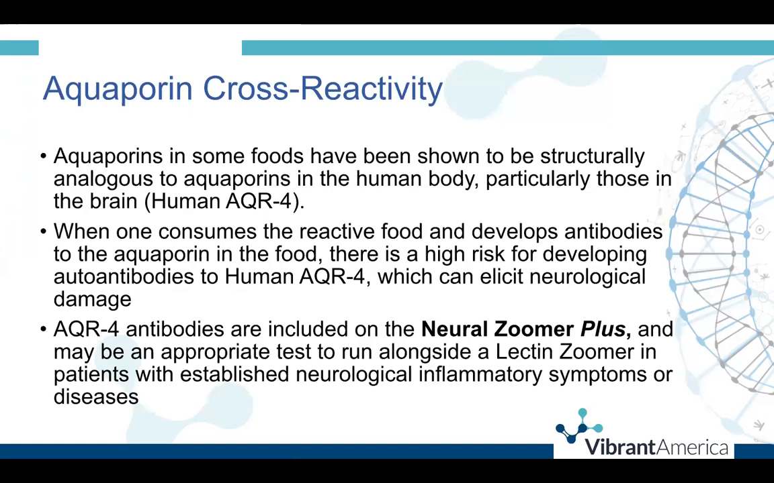Aquaporin 4 antibodies are measured on the Neural Zoomer Plus, so that may be a very appropriate test to run alongside a wheat zoomer in patients with established neurological inflammatory symptoms or diseases. So if you've got a patient coming in that's already presenting with those symptoms, maybe balance problems or memory problems, and you suspect any number of different neurological conditions or inflammation, running a Neural Zoomer Plus with a lectin zoomer is certainly a good combination, because you could have aquaporins as one of the food triggers involved in some of that inflammatory response.